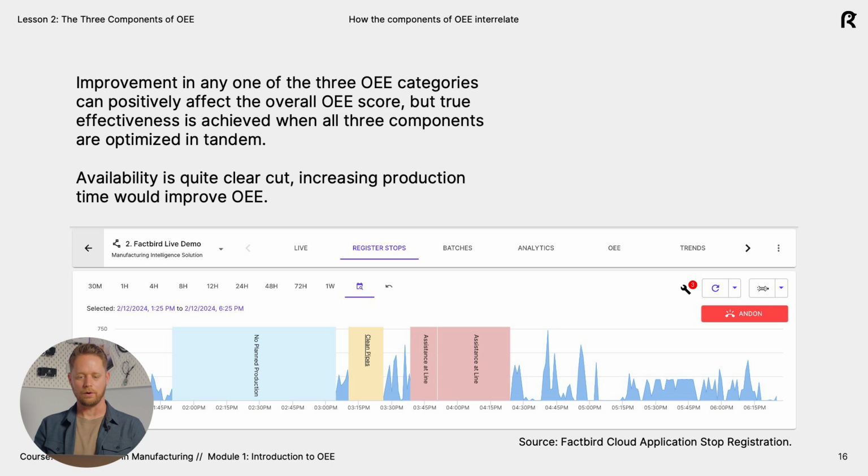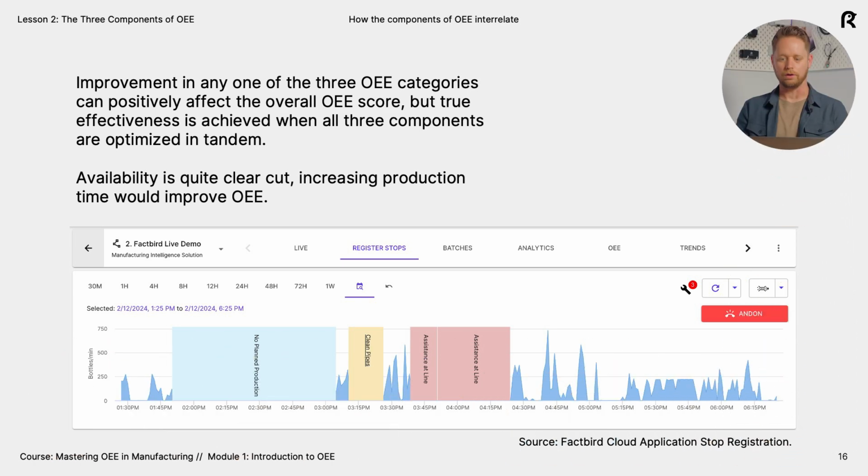The three components of OEE each play a crucial role in the overall effectiveness of equipment. Availability impacts the amount of time production can occur. Performance reflects the speed and efficiency of the production during this time. And quality ensures the output meets the required standards. Improvement in any one of these areas can positively affect the overall OEE score, but true effectiveness is achieved when all three components are optimized in tandem.